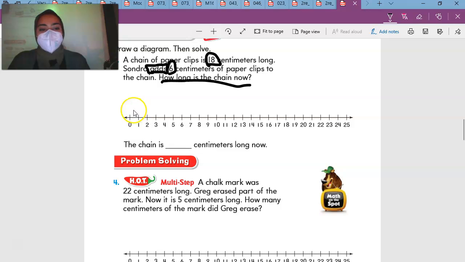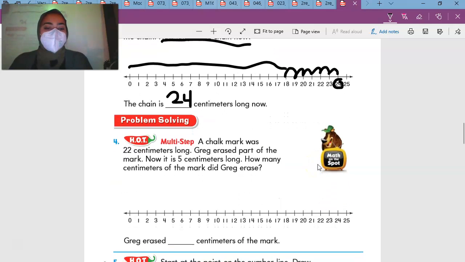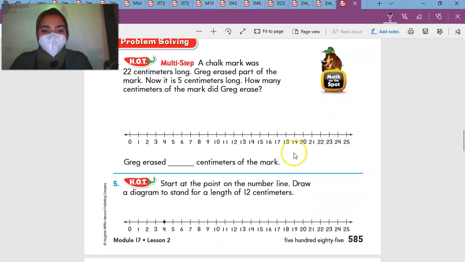So her chain was 18. I'm going to draw a line from 0 to 18 showing her chain of paper clips. And then she said she adds 6. So now I'm going to add 6 to 18. I start at 18 and I jump up 6 because I'm adding 6. So 1, 2, 3, 4, 5, 6. How long is her chain now? 24 what? 24 centimeters long. 24 centimeters long. Okay, let's look at number 4.